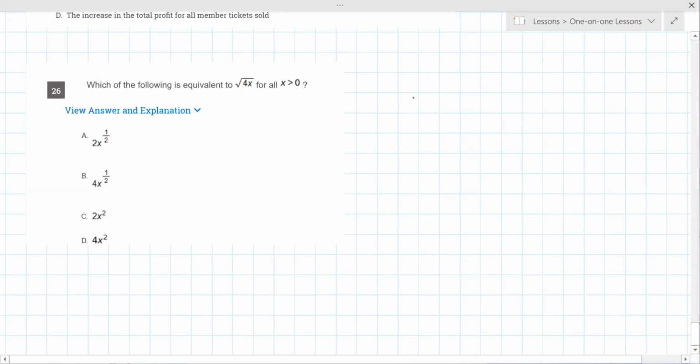This one's just testing, do you remember what this symbol means? The square root of x is the same as x to the 1/2. And if you have more than one thing, like the square root of a times b, that's the square root of a times the square root of b. You could also write it as a to the 1/2 times b to the 1/2.